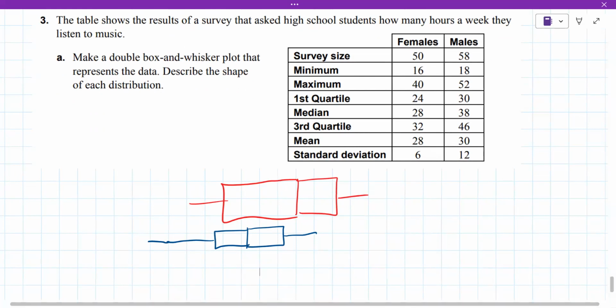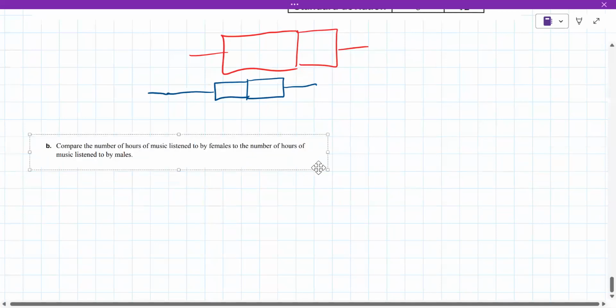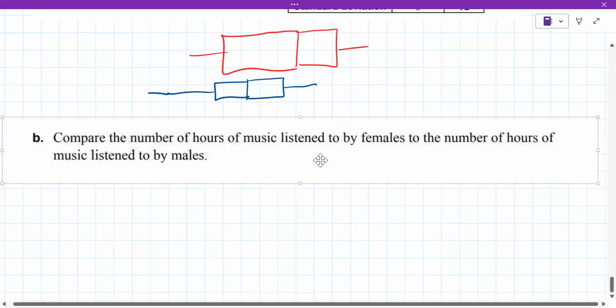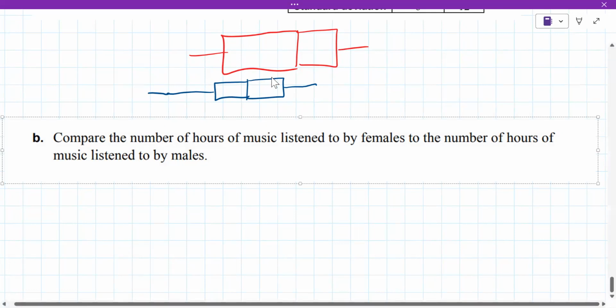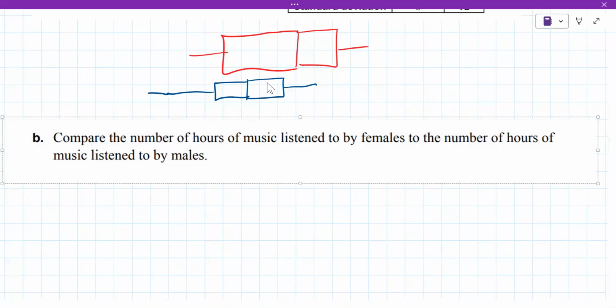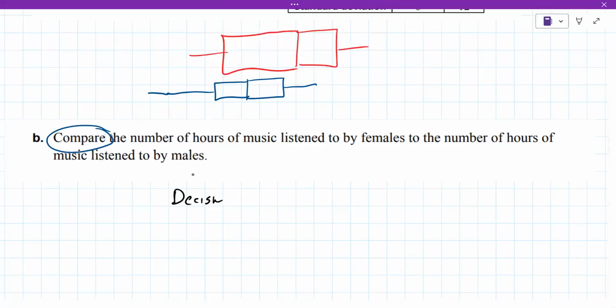So here are some other questions that could be asked of you, and you can give me the answer verbally. Or we can go back and look at the chart. It says compare the number of hours listened to by females to the number of hours listened to by males. So basically, they're asking who on average listens to more music? Males. So that's what they're looking for. When they say compare, you're trying to make a decision about who is listening to more or less or the same.